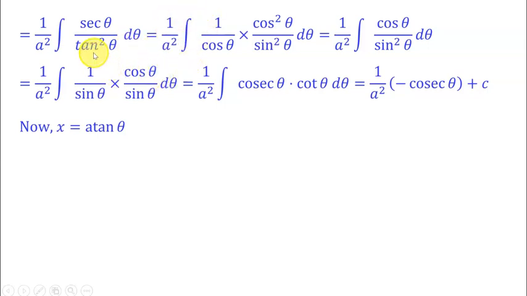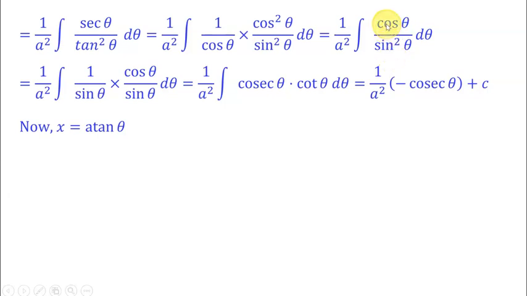Now again, what is meant by tan square? Tan square is nothing but sin square theta upon cos square theta. Then 1 upon tan square is nothing but cos square theta upon sin square theta. Sec means what? 1 upon cos. Therefore, you will get 1 upon a square integral, and here one cos will get cancelled, integral cos theta upon sin square theta.